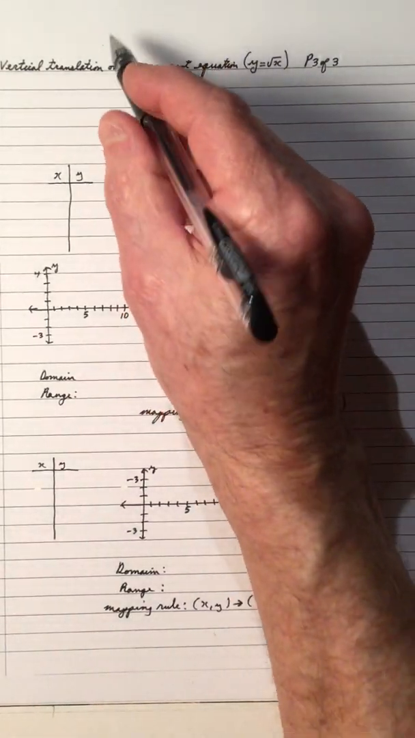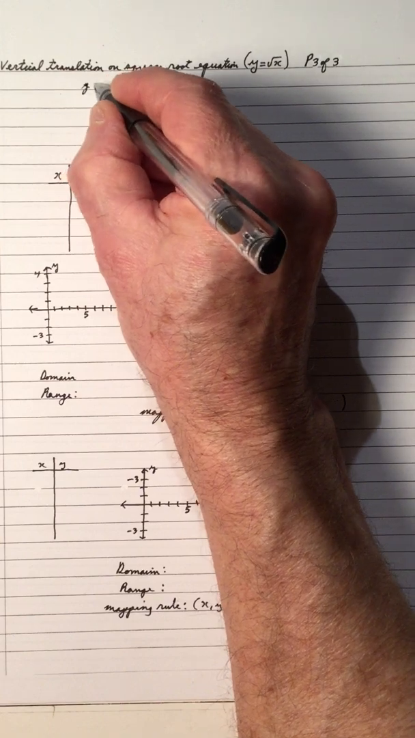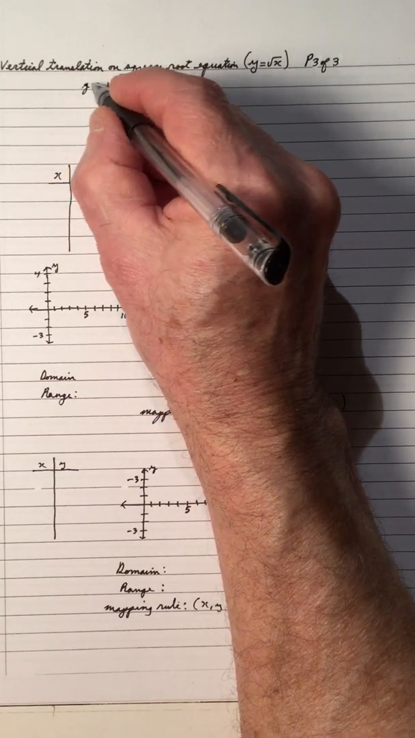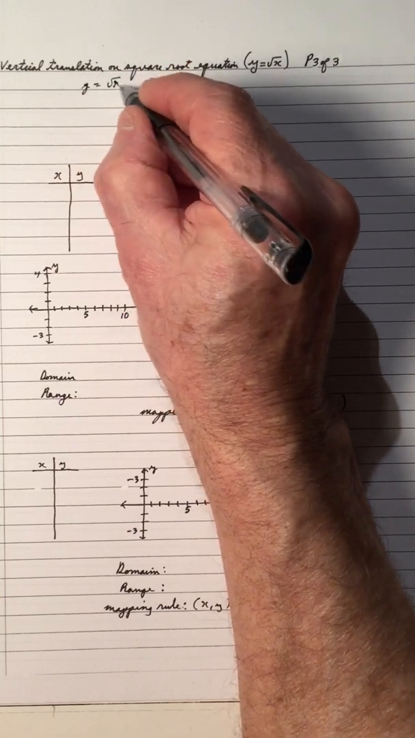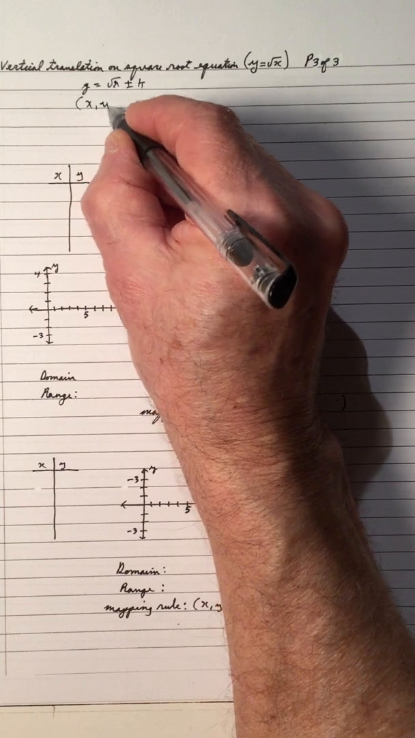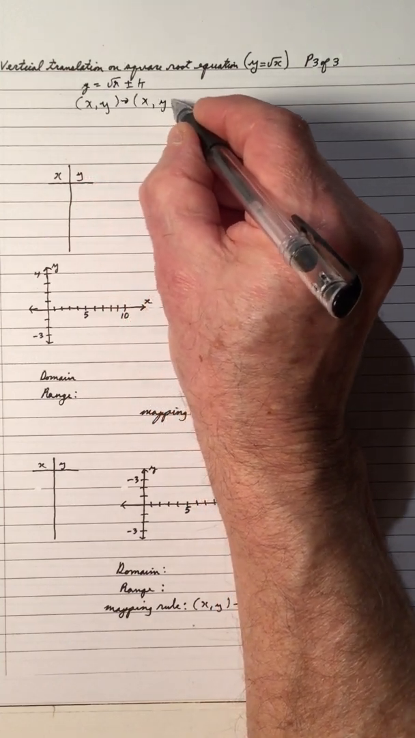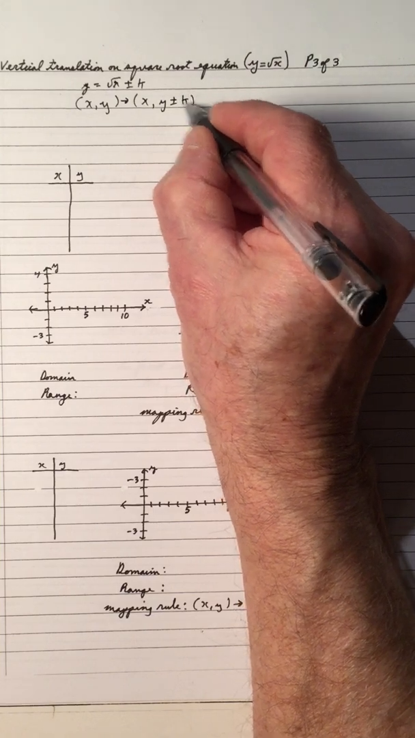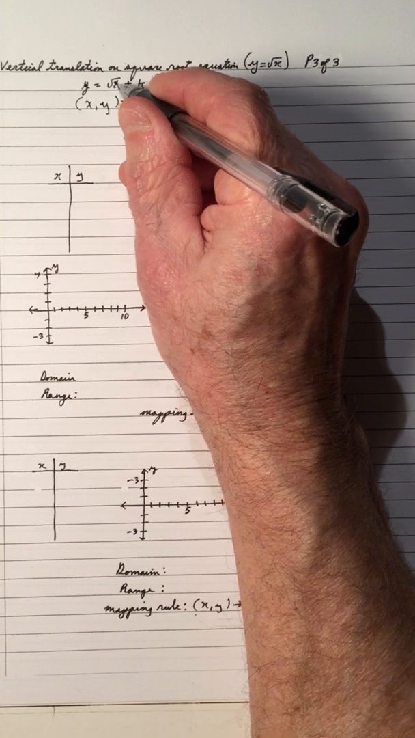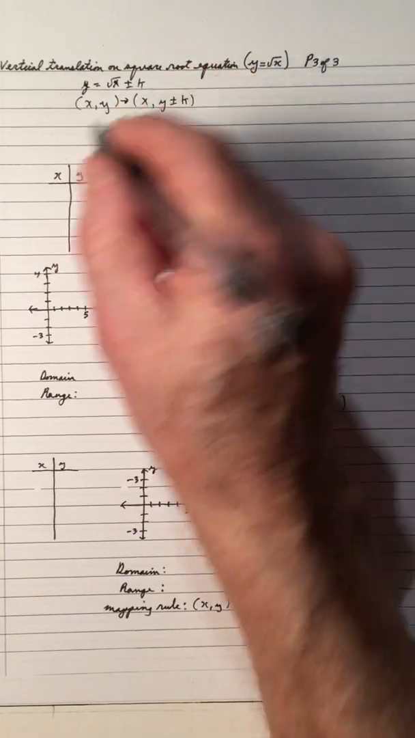What about the vertical translation? y is root of x plus or minus k. So the mapping rule is x is not changed, but a plus or minus is being added to the k. y equals root x plus or minus k. So it's moving it up and down.